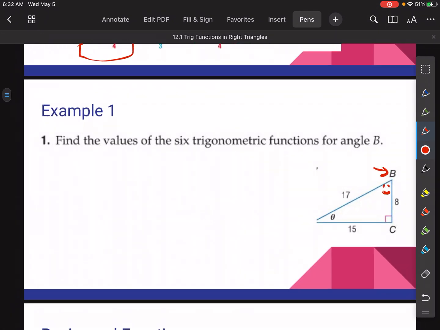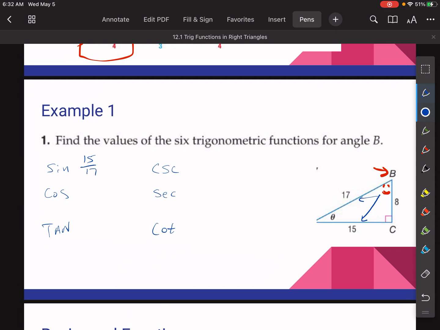So from B, let's go ahead and find the sine, the cosine, the tangent, and at the same time we'll do the cosecant, the secant, and the cotangent. The sine from perspective B is going to be opposite over hypotenuse. From here, the opposite is 15, the hypotenuse is 17. The hypotenuse always stays the same; it's always straight across from the 90. So this is 15 over 17.